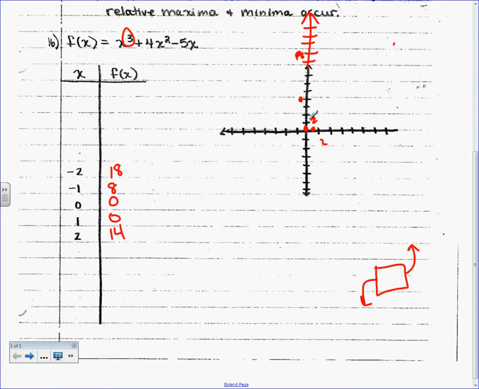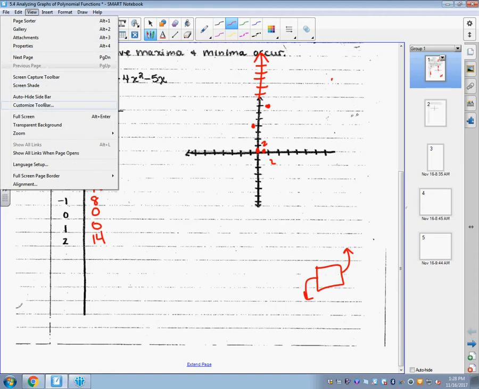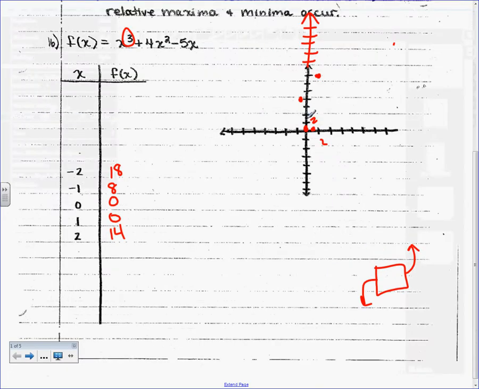2, 14. If that's 18, there's 16, 14. I don't know. 2, 4, 6, 8, 10, 12, 14. There it is. Okay. I wrote 18. That's kind of confusing. I think I'm going to get rid of the 18 so you don't think it's something else. 2, 4, 6, 8, 10, 12, 14, 16, 18. There's the negative 2, 18. Okay.